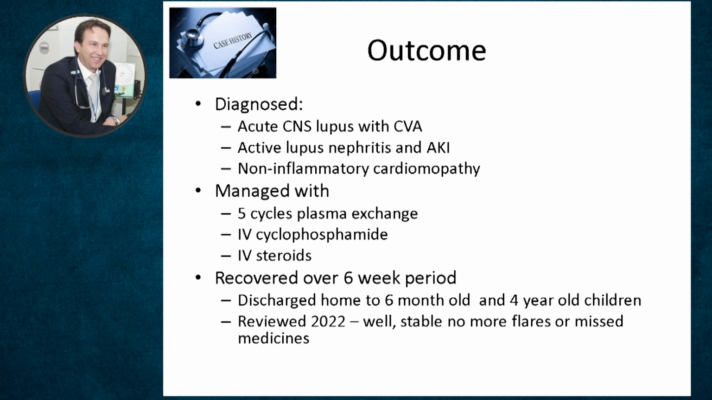she was diagnosed with acute CNS lupus with a CVA, acute lupus nephritis with an acute kidney injury, and a deteriorating non-inflammatory cardiomyopathy. She was managed with 5 cycles of plasma exchange, IV cyclophosphamide again, her second course, high-dose IV steroids, and over a 6-week period, she actually recovered remarkably well. She was eventually discharged home to her 6-month-old and 4-year-old child, and continues to be very well ever since.